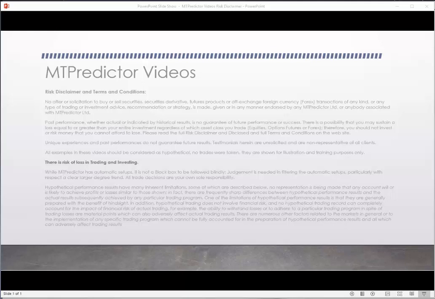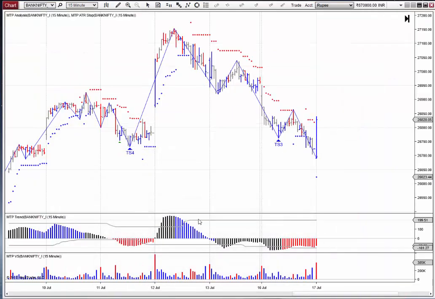But as usual, we have to start with our risk disclaimer. Remind you that all examples in these videos should be considered as hypothetical. No trades are actually taken, they're just shown for illustration and training purposes only. Remind you there's a risk of loss in trading and investing. Put another way, all professional traders know and understand, but more importantly accept, that losses can and will and do unfold. It's an important point that any trading strategy you approach the markets with will always have losing trades. That's important to understand.